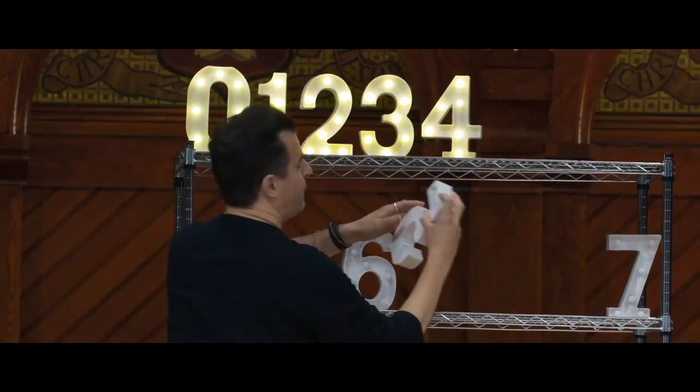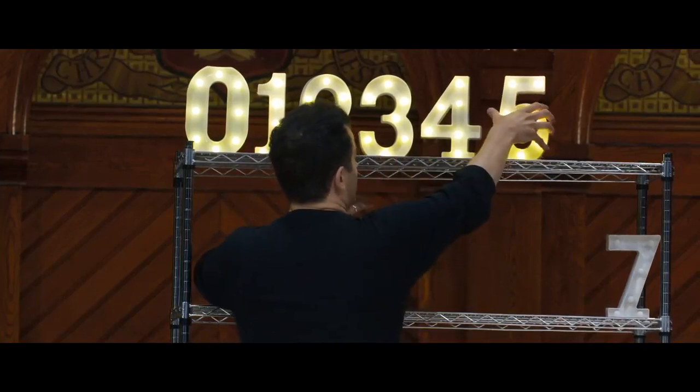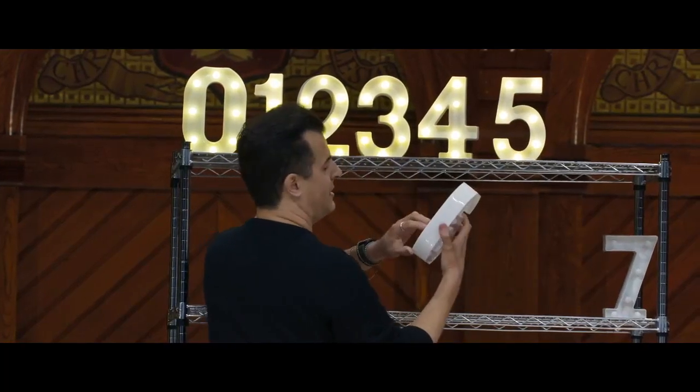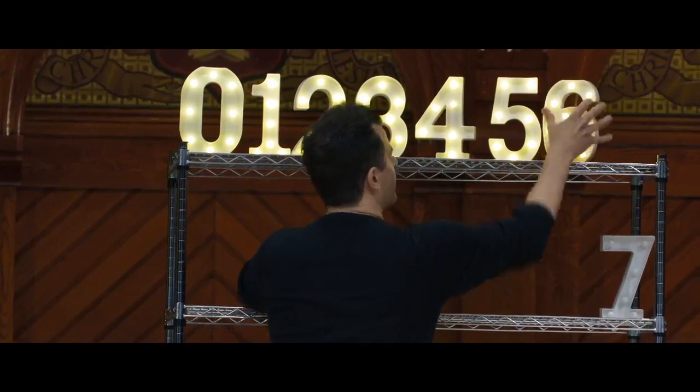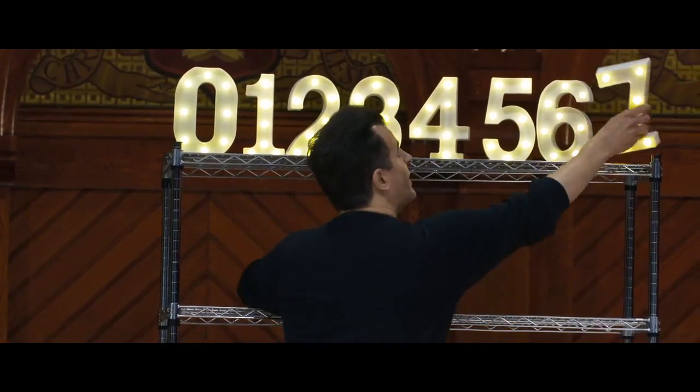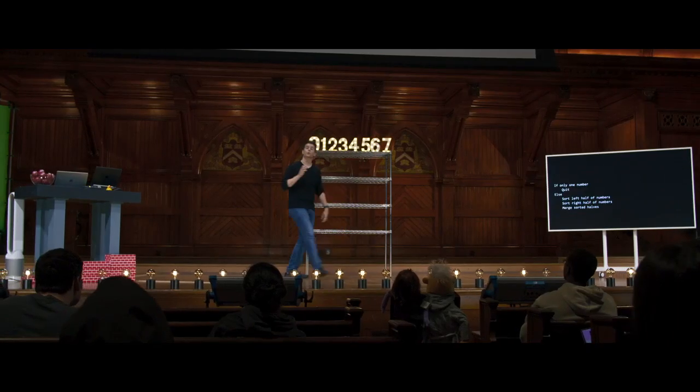6 and 5, obviously 5. And 6 and 7, obviously 6. And I didn't leave quite enough room for 7, perhaps. And lastly, 7. So that's all we mean by merging two lists together.